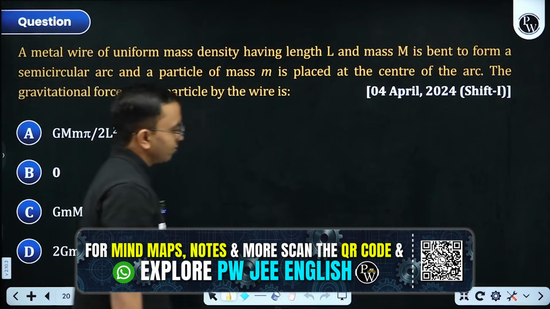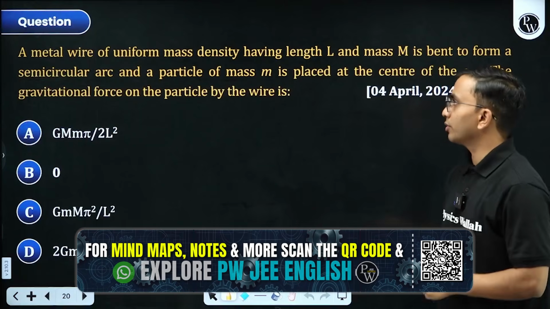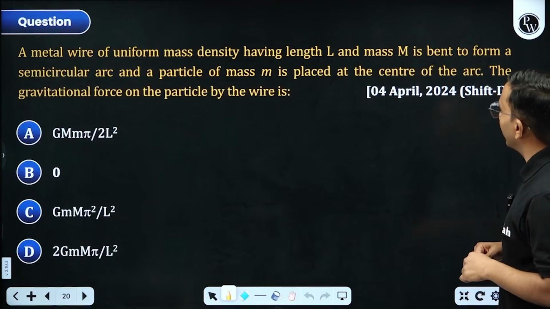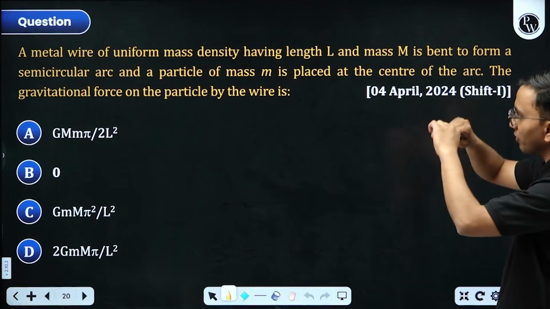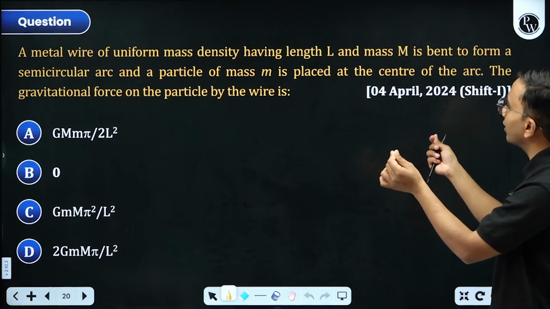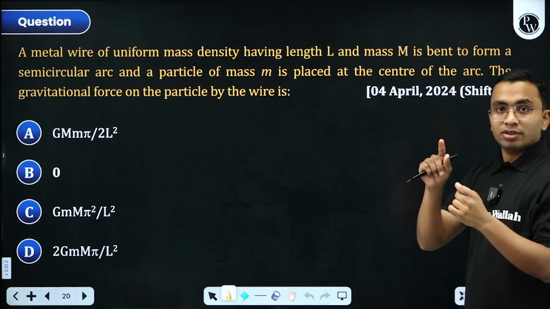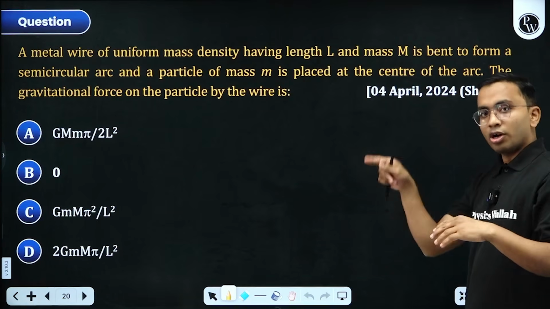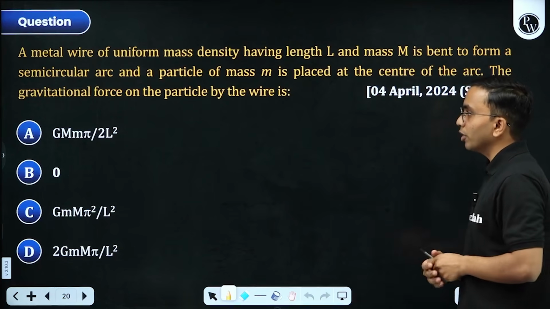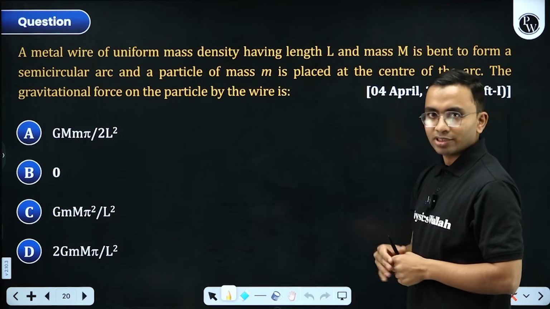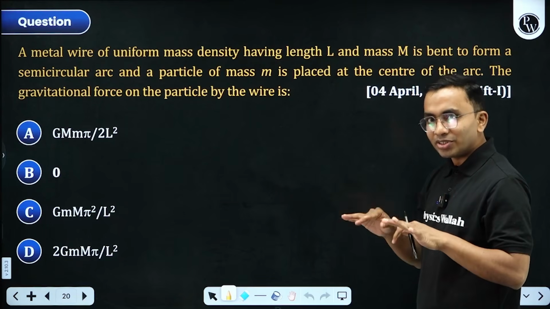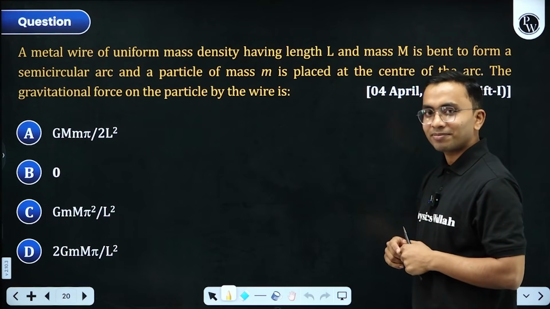Same thing, isn't it, in simpler words? Okay, another question. Let us read it out. A metal wire of uniform mass density having length L, mass m is bent into the form of a semicircular arc. A particle of mass m is placed at the center of the arc. The gravitational force. We know the formula of gravitational field at the center of the arc. Multiply that with mass, that will become your gravitational force. Just do it. Pause the video. Solve it. Then comment your answer. Then come back.